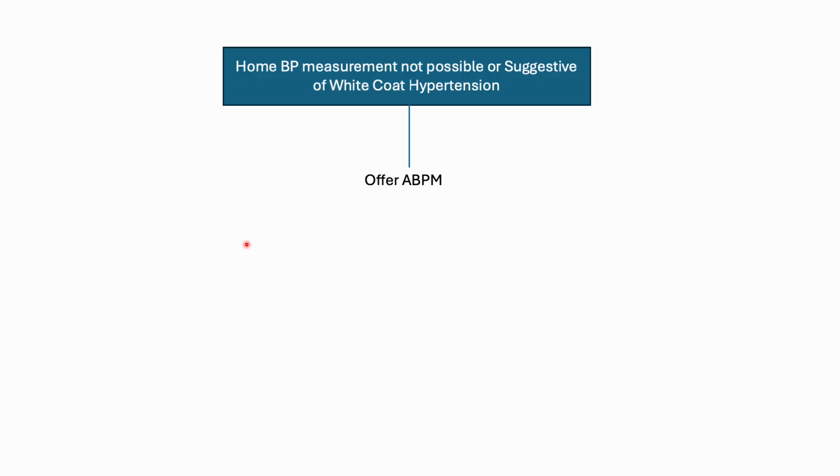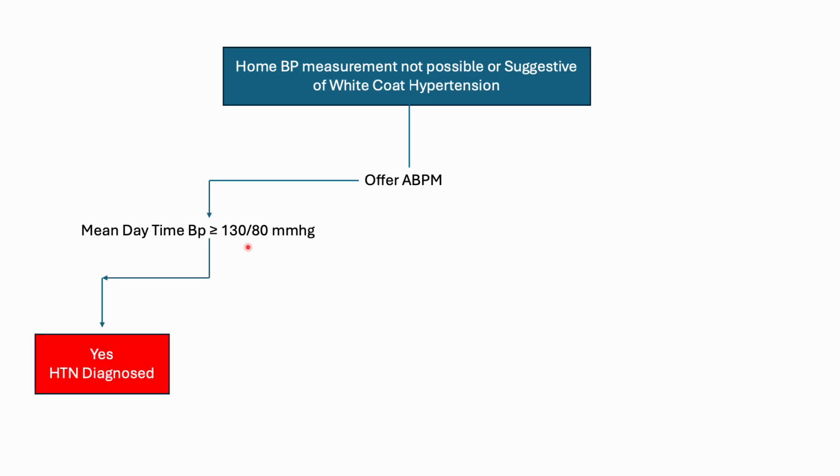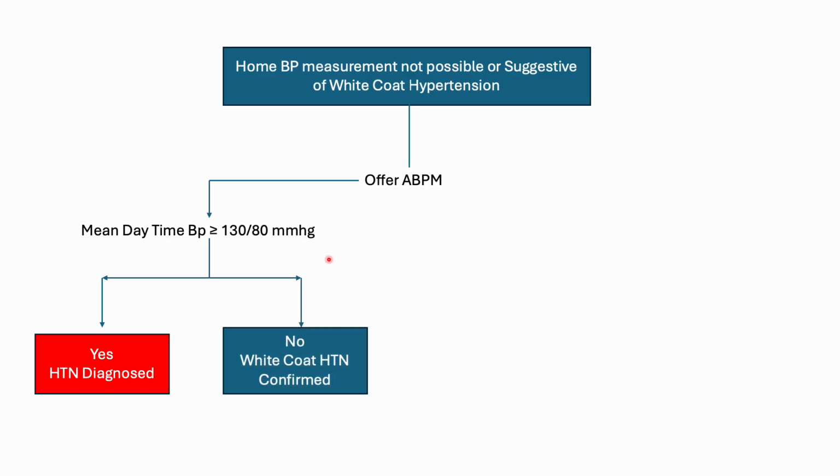This is a special device which automatically records blood pressure during the day and night. So if the ambulatory blood pressure measurement is more than 130 over 80, then you can label the patient as having hypertension. In the other case, if the measurement is less than 130 over 80, then you can diagnose white coat hypertension.